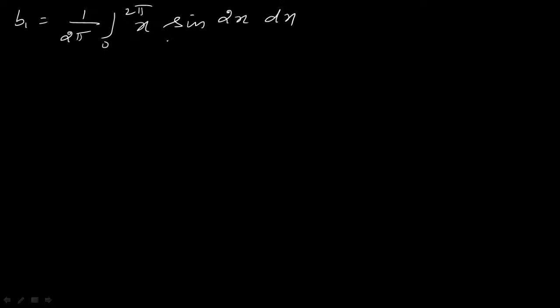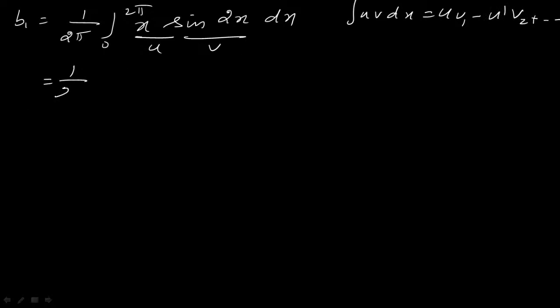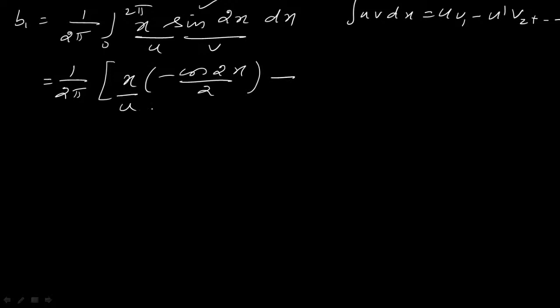So b1 is equal to 1 by 2 pi integral 0 to 2 pi x. I am going to write it once again, the previous term. So x sin 2x dx. This is of the form integral uv dx. So integral uv dx is equal to uv1 minus u dash v2 plus etc. Isn't it? So by making use of this formula, let me evaluate the integral. So that is equal to 1 by 2 pi u is nothing but x, v1. So integrating v1, what you get? That is sin 2x, you get minus of cos 2x divided by 2 minus u dash, this is your u and this is your v1.